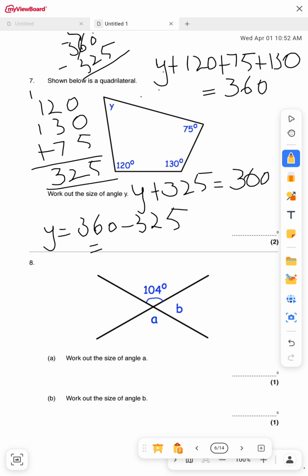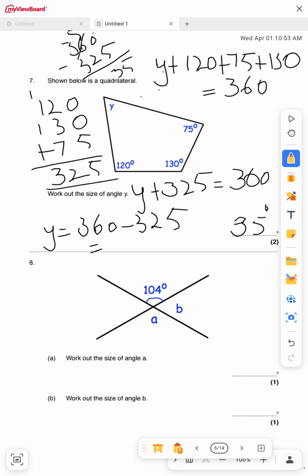35 degrees. So the answer is 35 degrees. Okay, question number 8. Work out the size of the angle A. Work out the size of the angle B.